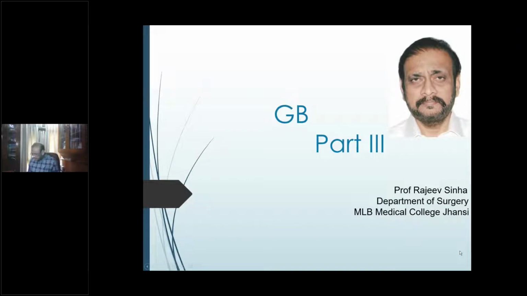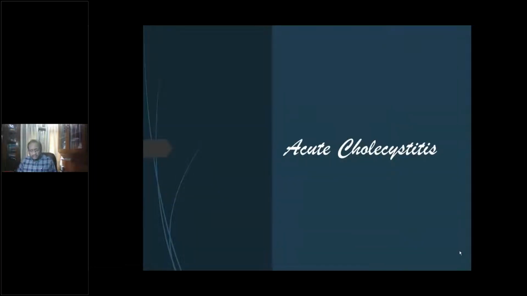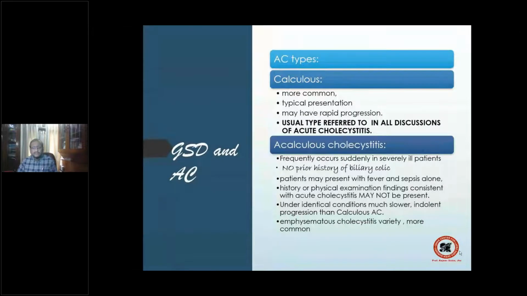Okay, so we'll be continuing with the gallbladder, which we had started two classes back. And last time we had talked about the gallbladder stone, the types of stones, and some of their symptoms. Now, this time we'll be talking about the inflammation of the gallbladder, starting with the most common type, and that's the acute cholecystitis. So we've got two types of acute cholecystitis.